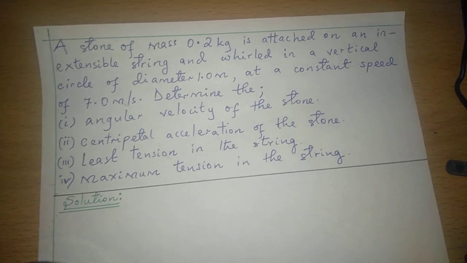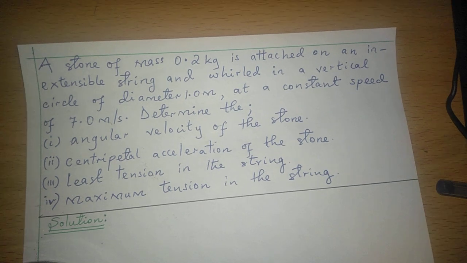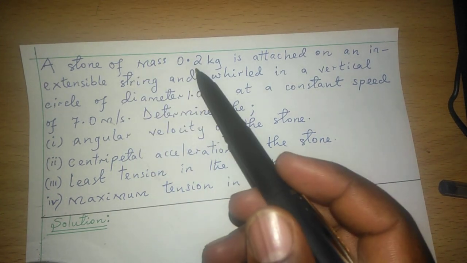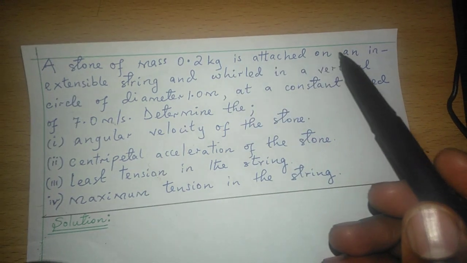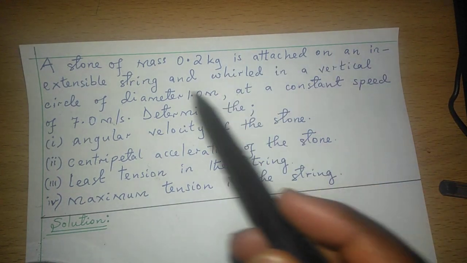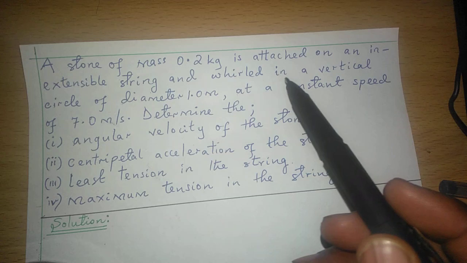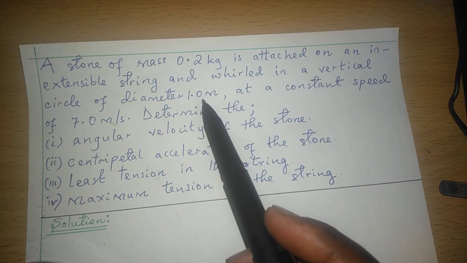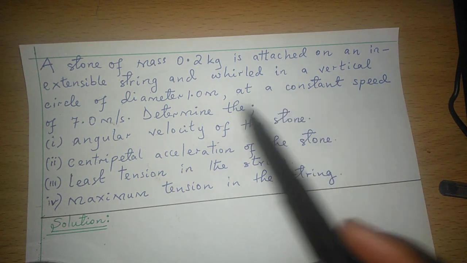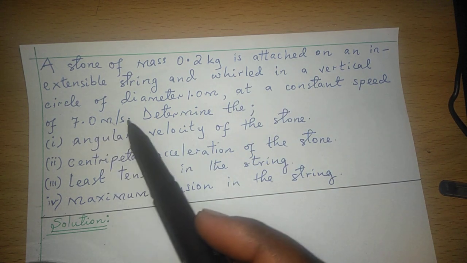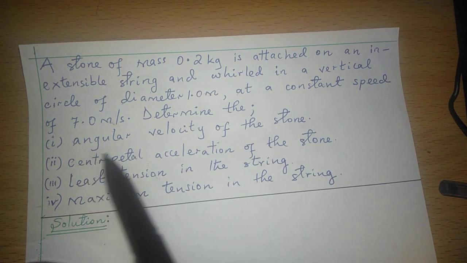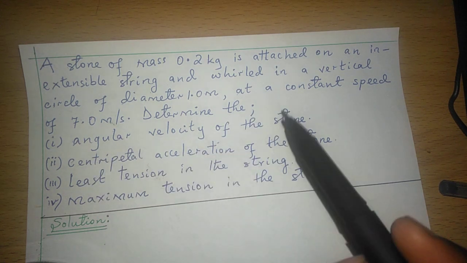We are going to handle uniform circular motion. So we will see a calculation here whereby we are told that a stone of mass 0.2 kilogram is attached on an inextensible string and whirled in a vertical circle of diameter 1.0 meters at a constant speed of 7 meters per second. Determine the part 1 angular velocity of the stone.